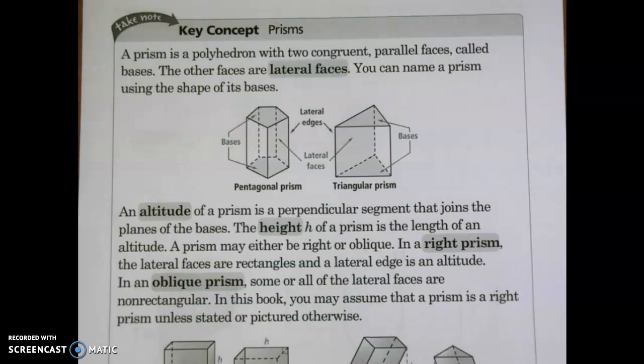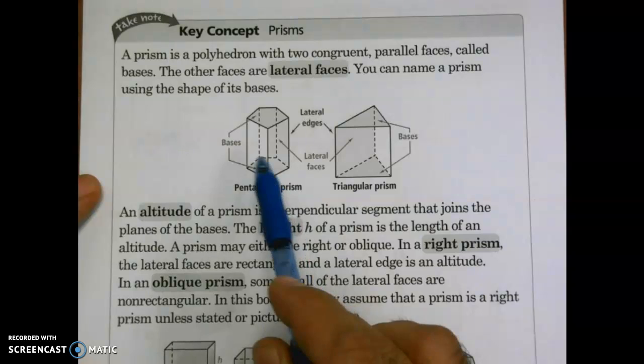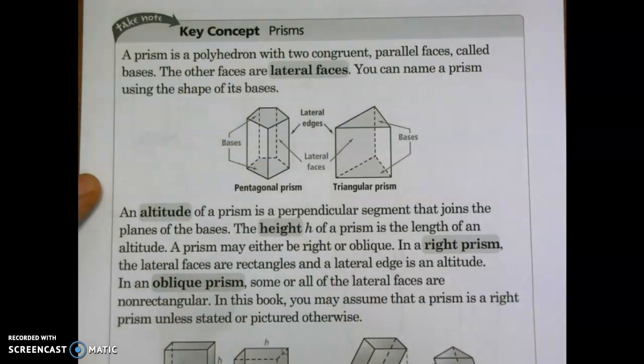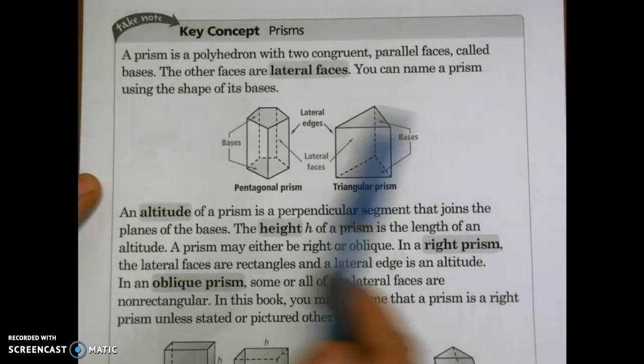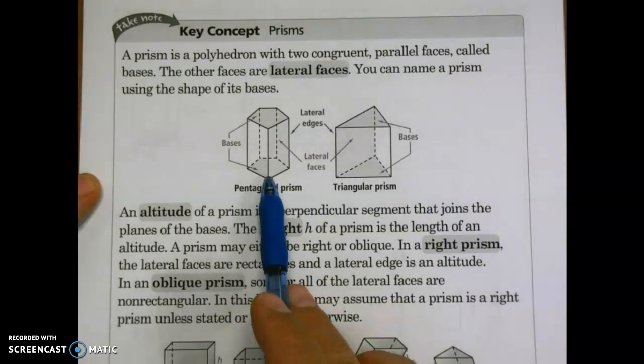Prisms are polyhedrons with congruent parallel faces. These faces are called bases, and then you have the lateral faces, which means the lateral faces are the pieces around the side. So we have a pentagonal prism, a triangular prism. The name is based on what the base looks like.